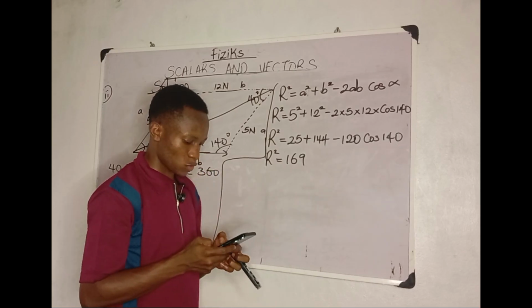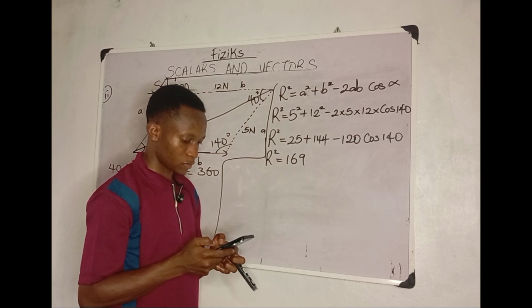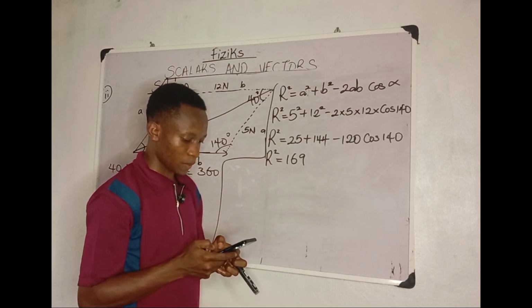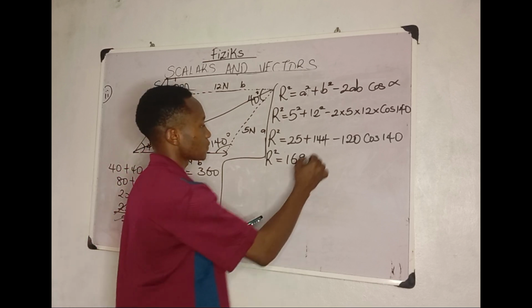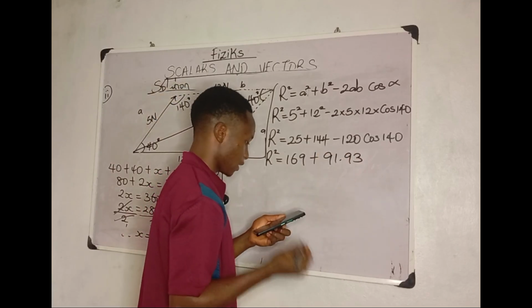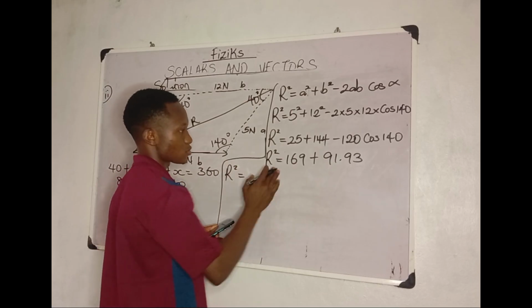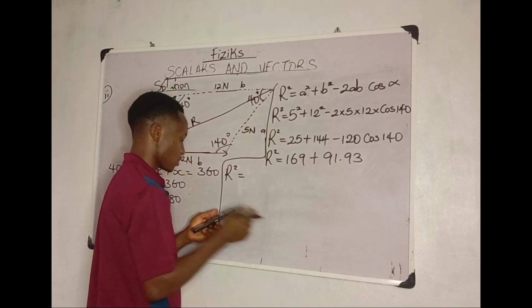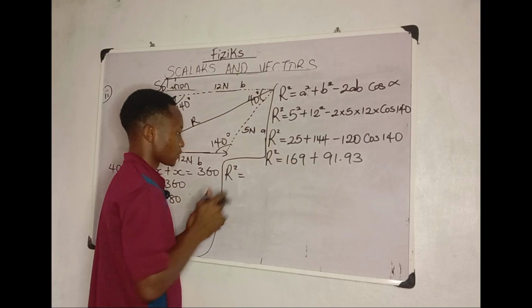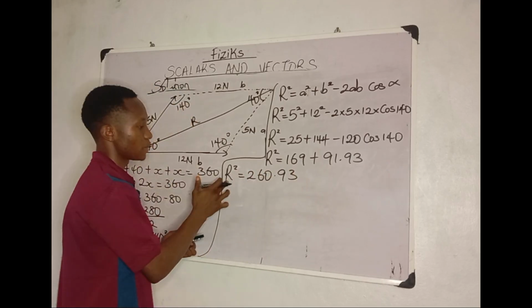Now minus 120 cos 140, that is going to be giving me plus 91.93. So when you add it up, you have r squared is equal to, sum these two up, it's going to give us 260.93.